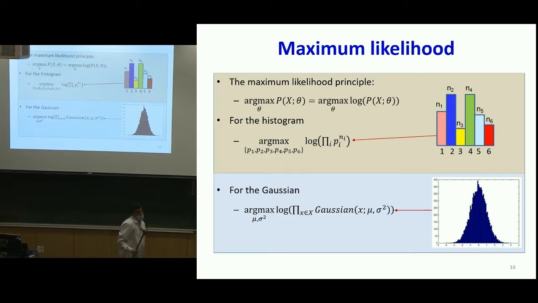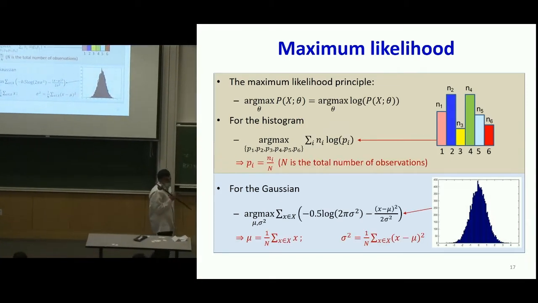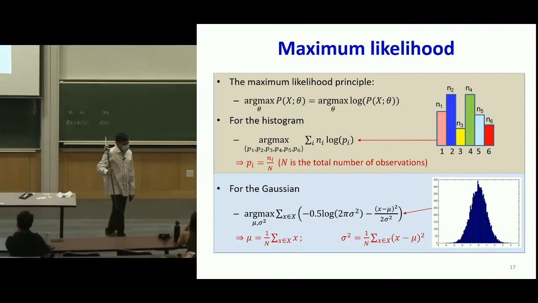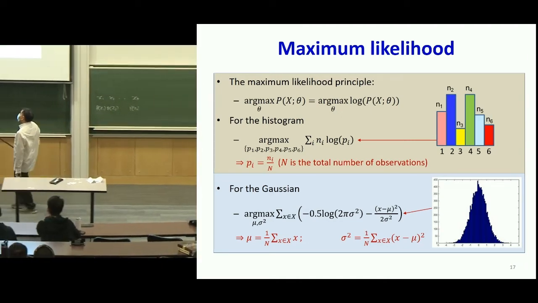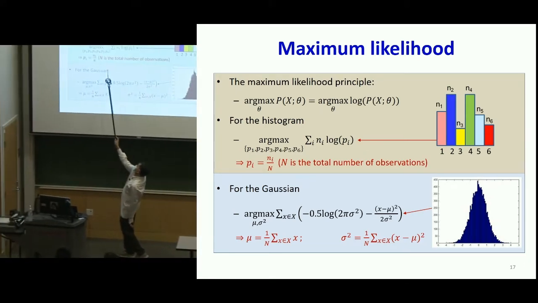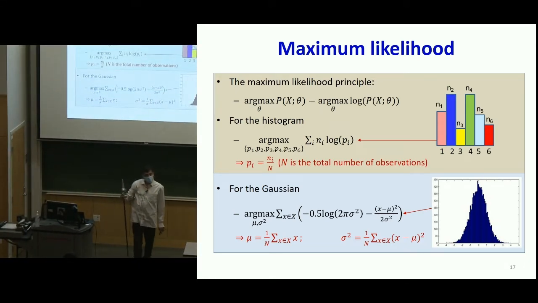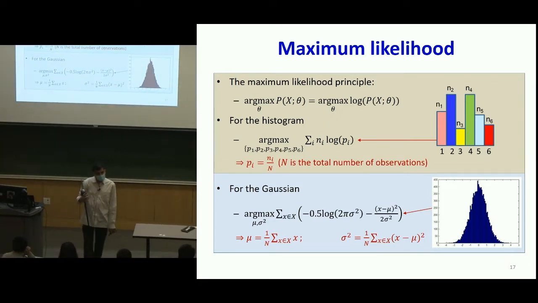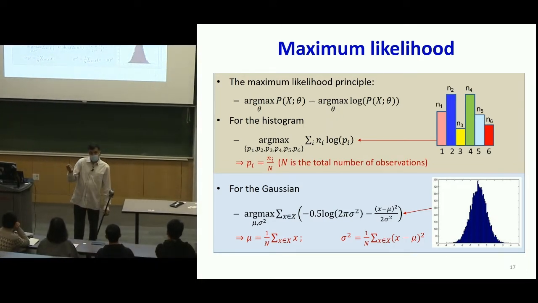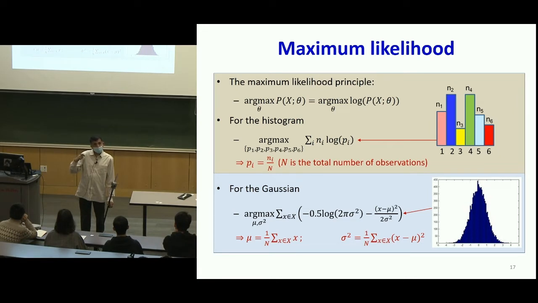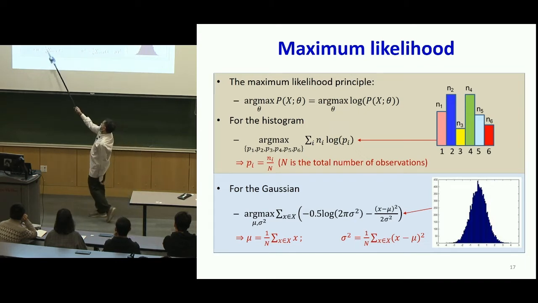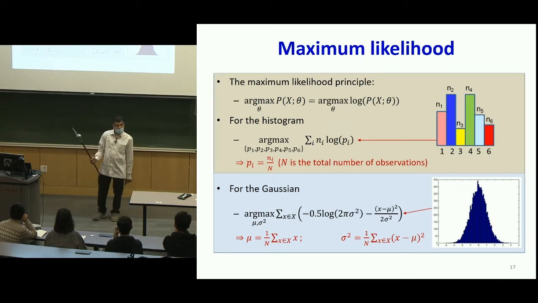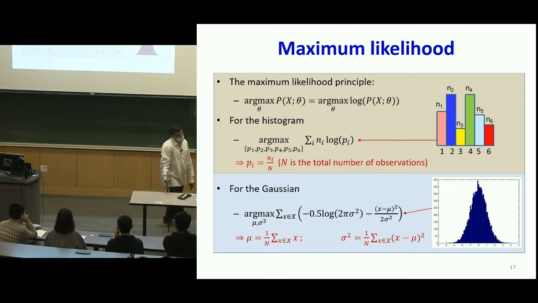And the log of a product of probabilities can be converted to the sum of the log probabilities. So you're going to say that you want to choose the probabilities for the faces of the die such that the sum over all possible outcomes of ni, which is the number of times that our outcome was observed, times the log of the probability of the outcome is maximized. Or in the case of the Gaussian, you're going to choose the mean and the variance such that the sum over all observations of the log Gaussian is maximized.